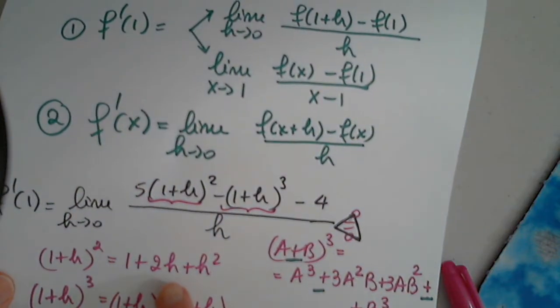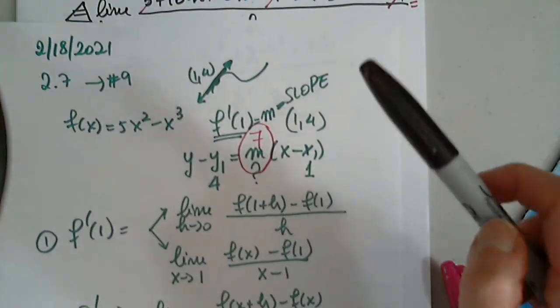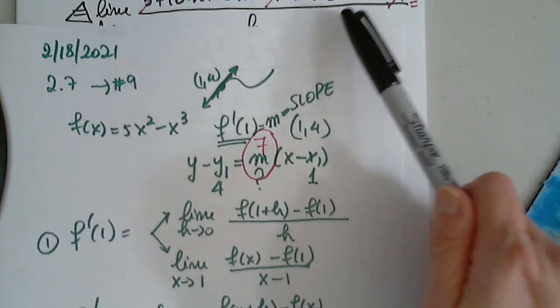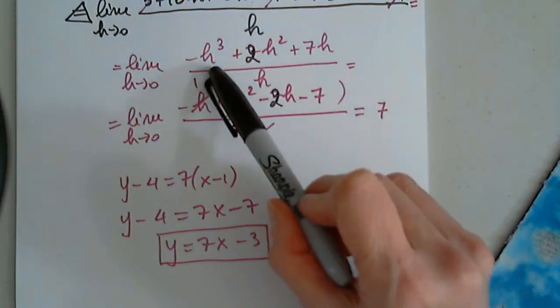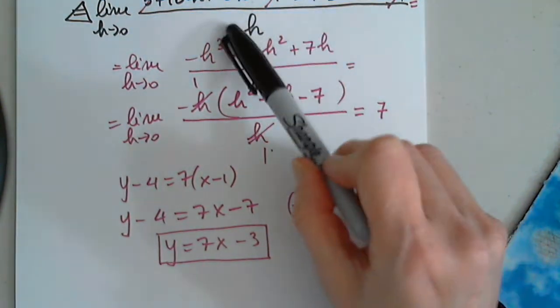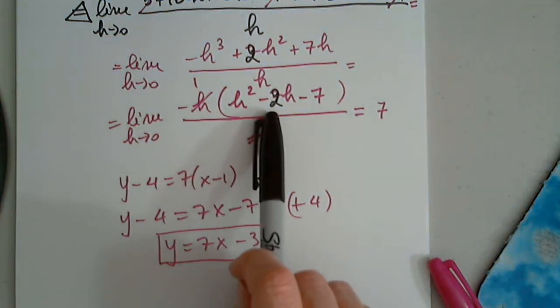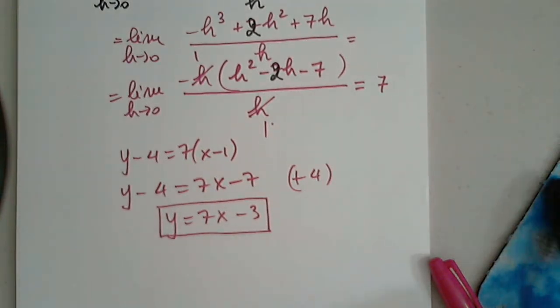So I have 5 times 1, 5 times 2, and 5 times 1. Now I want to verify everything again, just to make sure. So, yes, negative 1, negative 3, negative 3h squared, negative h cubed, and negative. Yes. So then I had a negative h cubed. That's correct. Then I have positive 2h squared. Then I have positive 7h. Those are gone. Negative 2h and minus 7. Everything is okay. Thank you.